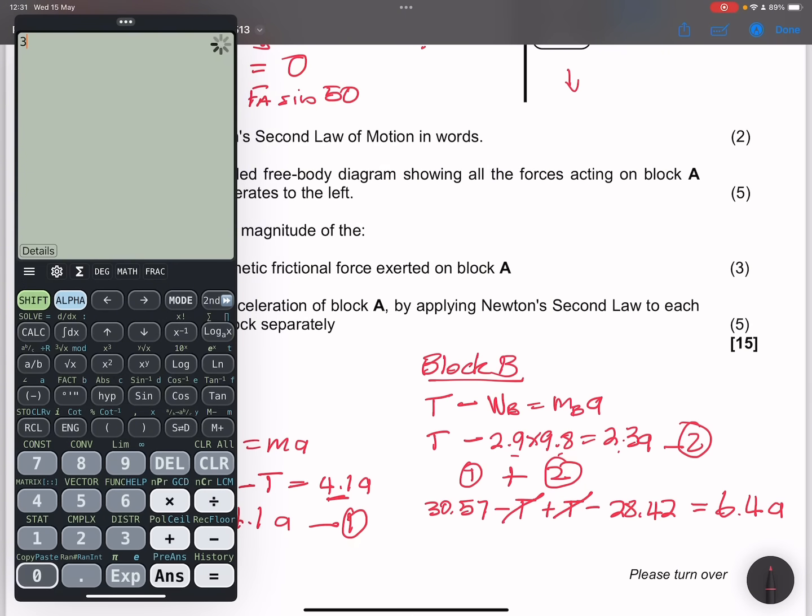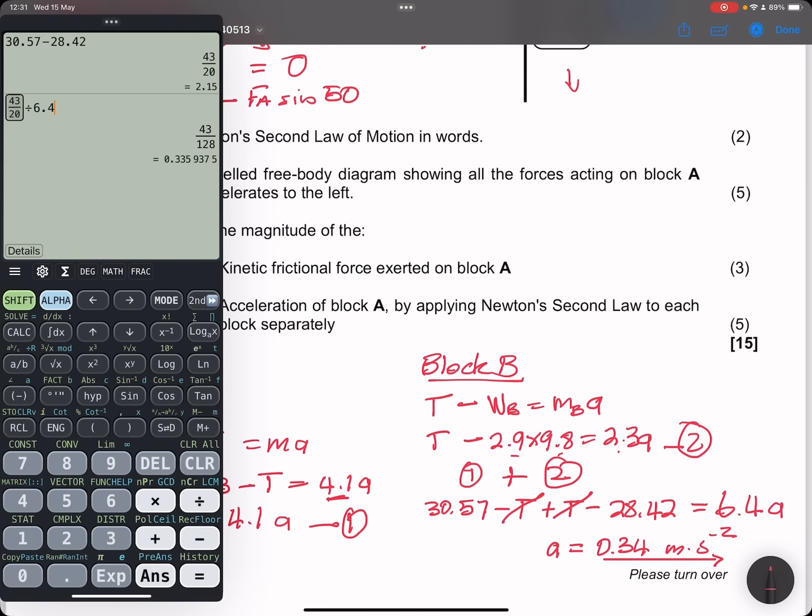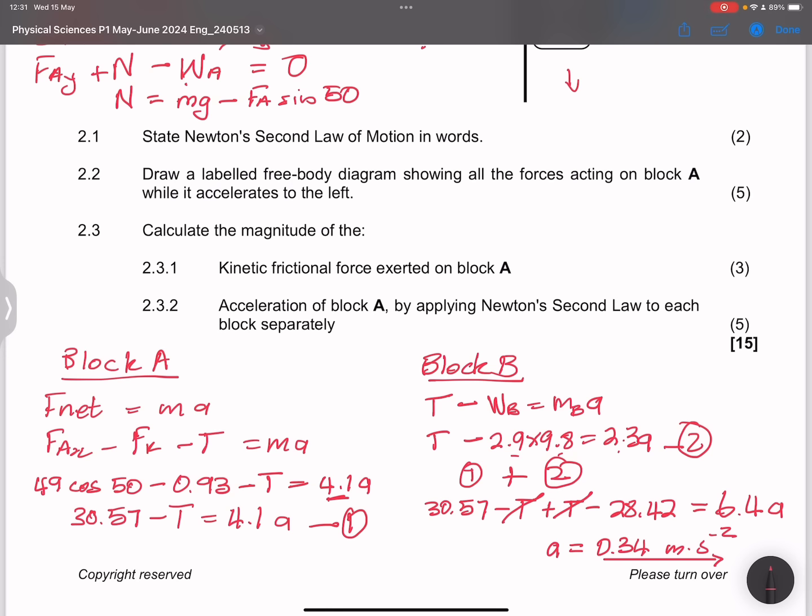So I've got 30.57 minus 28.42, and in this case we get 2.15, and we're going to divide by 6.4, and I get an acceleration value of 0.34 meters per second squared. Please confirm if you get the same answer. That's what I get on my end. As we are going to look at the next question.